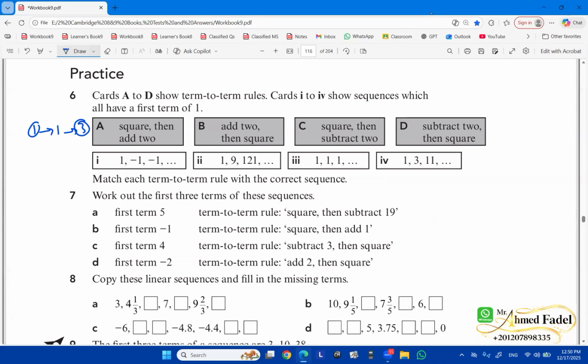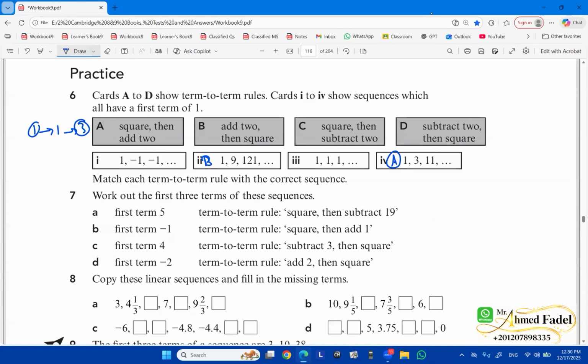For part A, first term is 1. When you square it and then you add 2, it becomes 3. So A is actually this one. While B is add 2, so 1 plus 2 is 3. Then square it, it becomes 9. So this one over here is B.